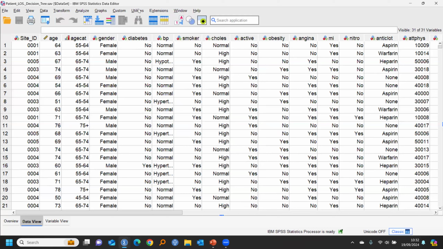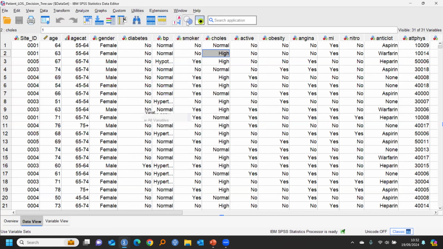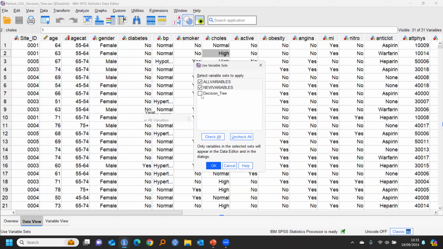I think I've got, yes, this is called a variable set. You can define a variable set, which is a subset of variables. You can do it here by clicking define variable sets. It just makes it easier when you're working with a lot of different variables, if you only want a subset of them. So I've got a little variable set called decision tree here, which I'm going to switch on and just say, show me new variables and show me the decision tree.